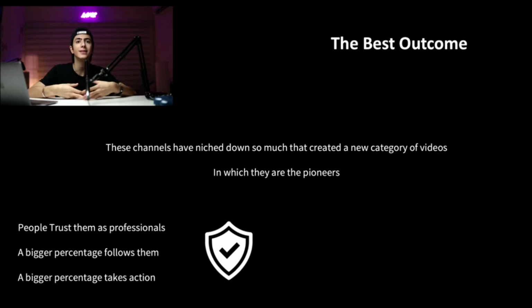And when you create a category of videos, you are the pioneer of those videos and you don't have competition. There is virtually no competition in those videos. So 100% of people trust them. They trust them as professionals because they are the pioneers that started those videos. A way bigger percentage of normal people view them and follow them, so a huge percentage of their viewers become subscribers, and even a bigger percentage takes action.